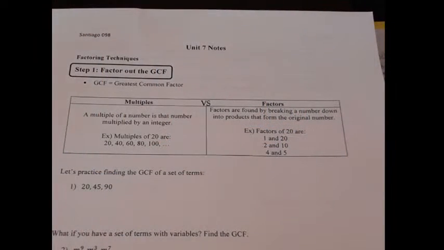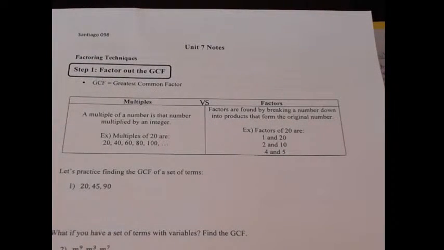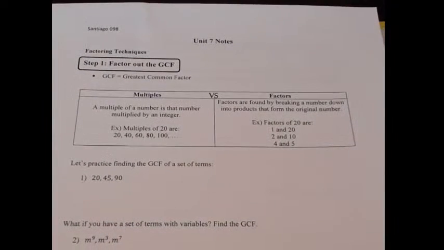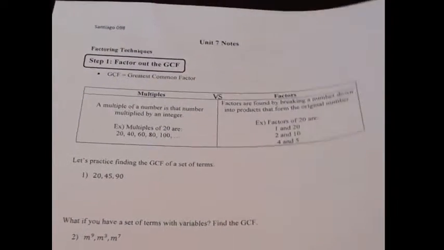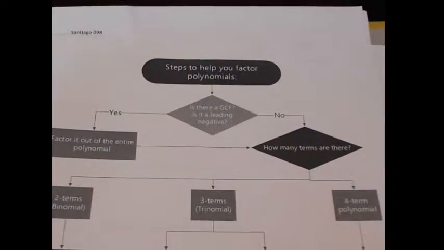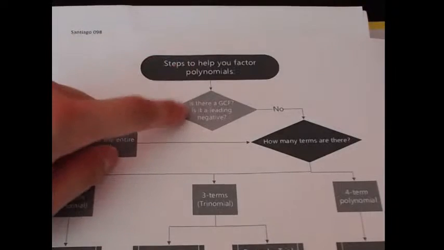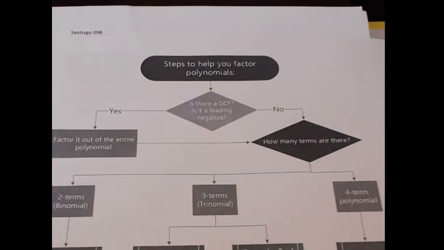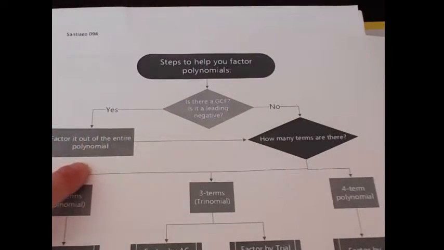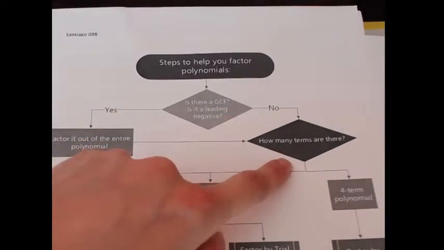Factoring out the GCF. Notice here that I've written step 1. If you have your guided notes handy, you will notice a flow chart on the very last page of your guided notes. So I just want to show you really quickly what that looks like. It says steps to help you factor polynomials. The very first thing that it says here is, is there a GCF? Is it a leading negative? If yes, you'll do this step. If there is none, you'll move to this step.